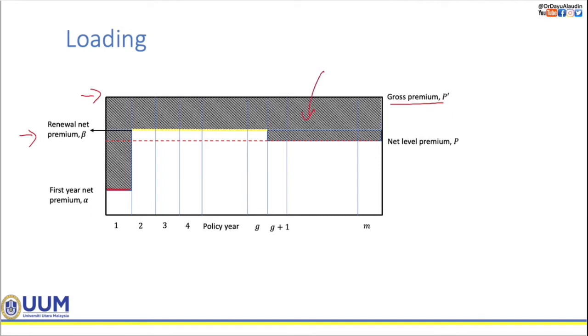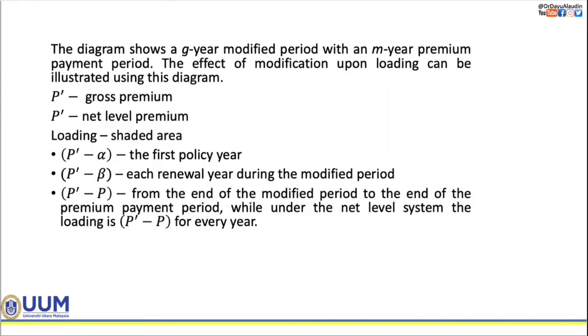And the shaded region is loading, which consists of the expenses, the contingencies, and the profit. And starting from G, it becomes the net level premium. So this is P. We use P in the timeline, and this is beta, and this is alpha. The diagram shows a G-year modified period with an M-year premium payment. The effect of modification upon loading can be illustrated using the diagram.